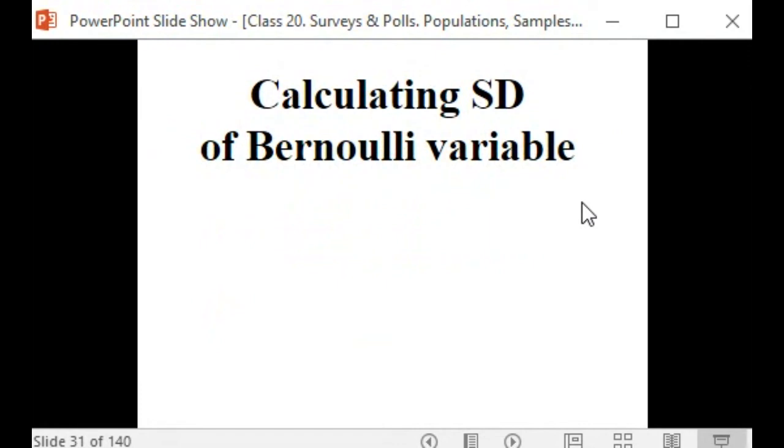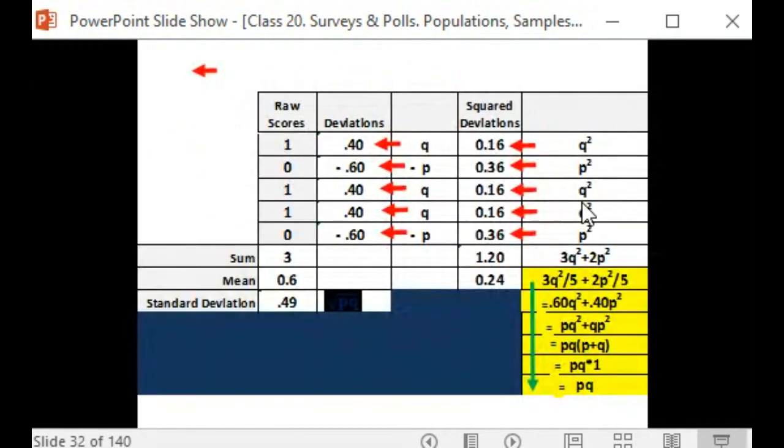There are two ways to calculate the standard deviation of a Bernoulli variable, the long way and the fast way. If we do it the long way, we calculate the deviations, the squared deviations, the mean square and root mean square, and we do this for all the values of the observations. In other words, we can calculate the standard deviation of a Bernoulli variable exactly like we do any other variable.